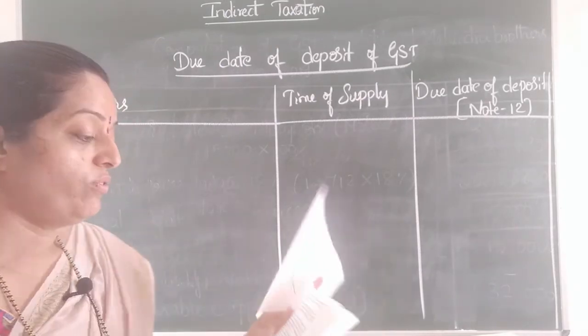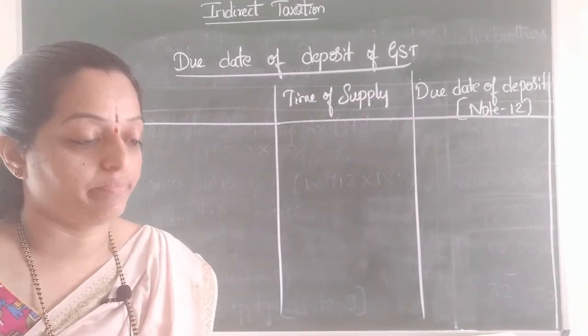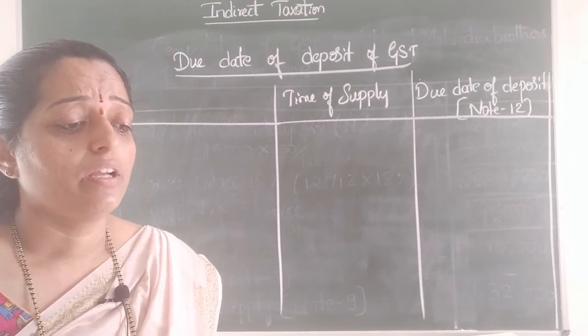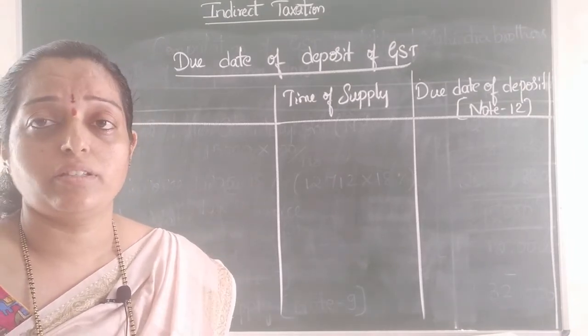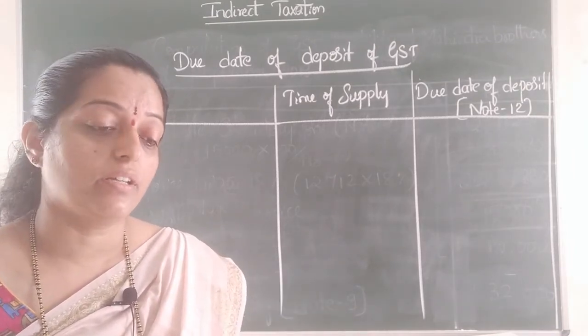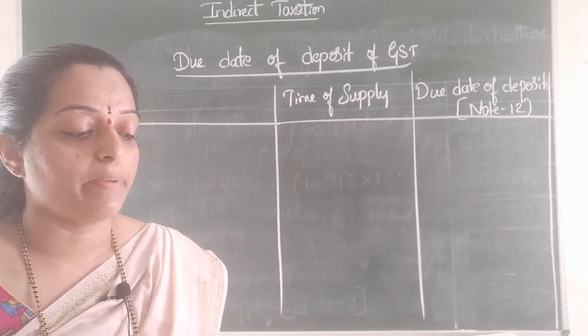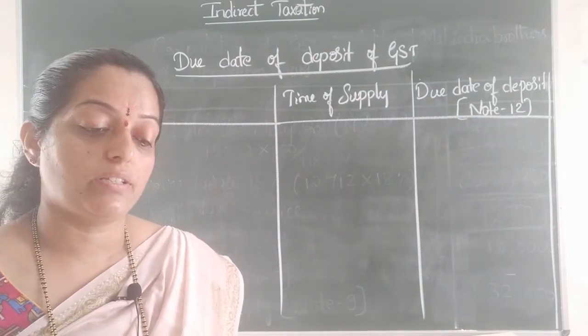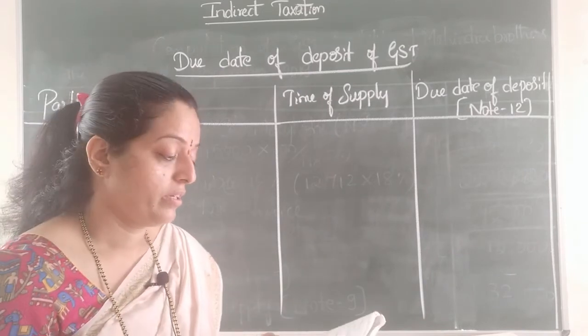For example, if the time of supply is in the month of September, next month, that is October 20th, is the due date of deposit. If he is paying in November, December 20th is the due date of payment.